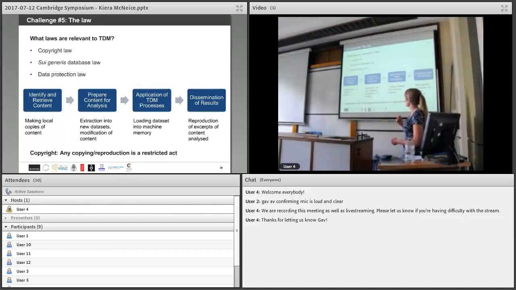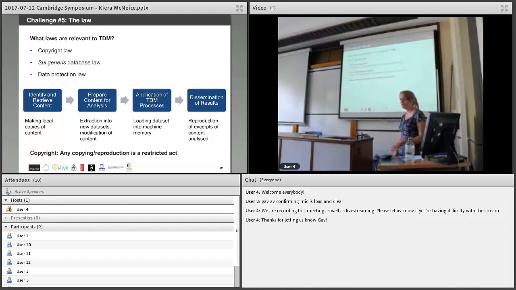In terms of the actual text and data mining process, when you're identifying and retrieving content, you're usually making local copies of content. This is a copy under copyright law. This is restricted. Preparing content for analysis, you might be extracting the content into a new form. You might be making an XML annotated form. This is, again, a copy, can be considered copyright restricted. Using the TDM process itself, you're probably loading the content into the computer's memory, which, again, some people will consider making a copy. And finally, of course, disseminating the results. You might want to publish small excerpts. So copyright can actually become an issue in all stages of the TDM process.